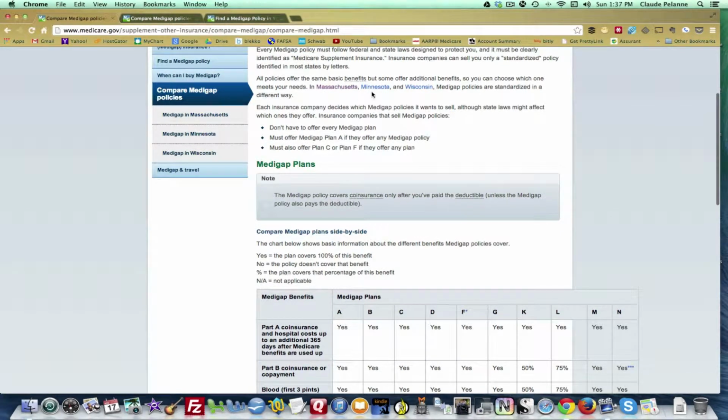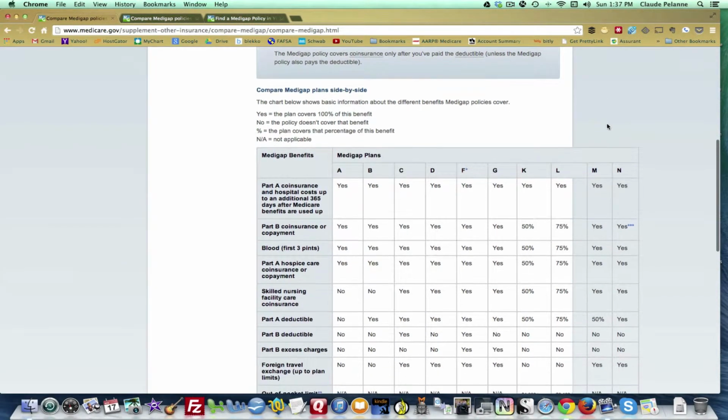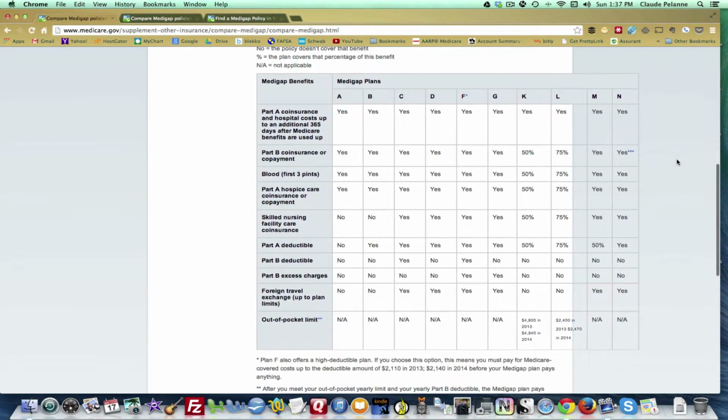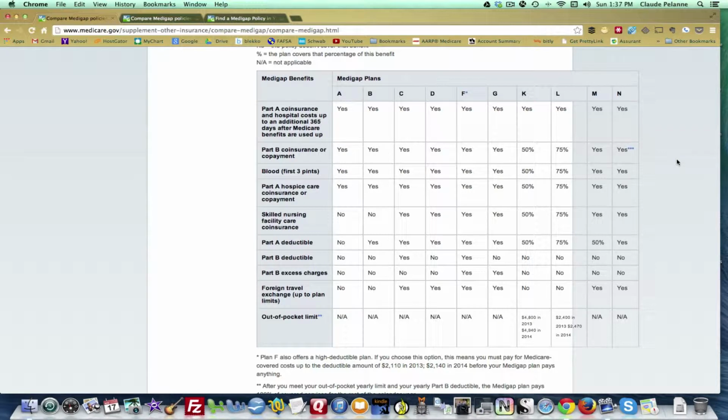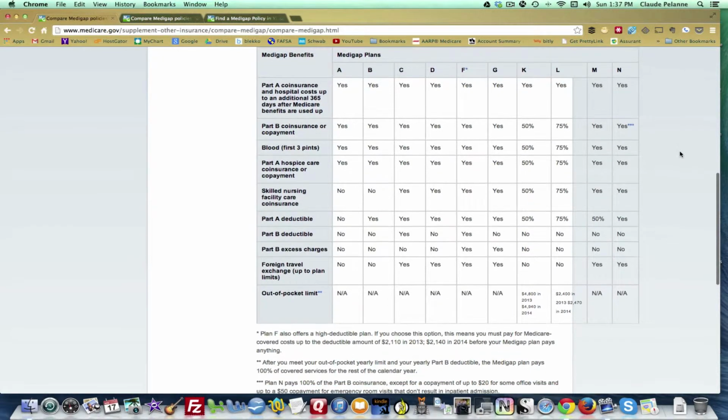Now, there are 3 states, Massachusetts, Minnesota, Wisconsin, that organize their Medigap policies differently. I used to be in Massachusetts. They regulate them, in the case of Massachusetts, more tightly, and they regulate who can offer them, that sort of thing. So now, let's take a look at this grid and figure this out, because it can be daunting.